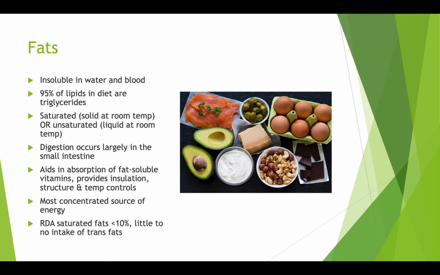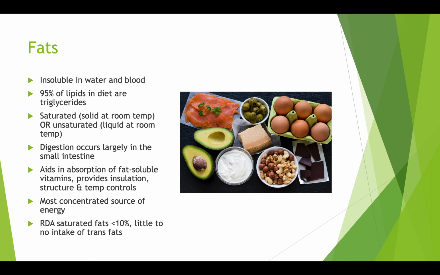Then we have fats. Fats are what makes food taste good. I read a book one time that said, and I thought about this with oatmeal, if you make oatmeal, it smells one way, and then when you put in a tablespoon of butter, oh man, all of a sudden it really smells good. Fats are insoluble in water and blood. 95% of lipids in the diet are called triglycerides. Saturated fat means that it's solid at room temperature. Unsaturated fat means it's liquid at room temperature.